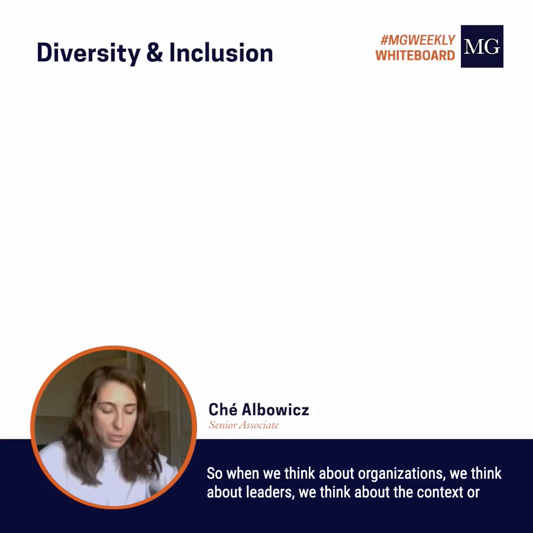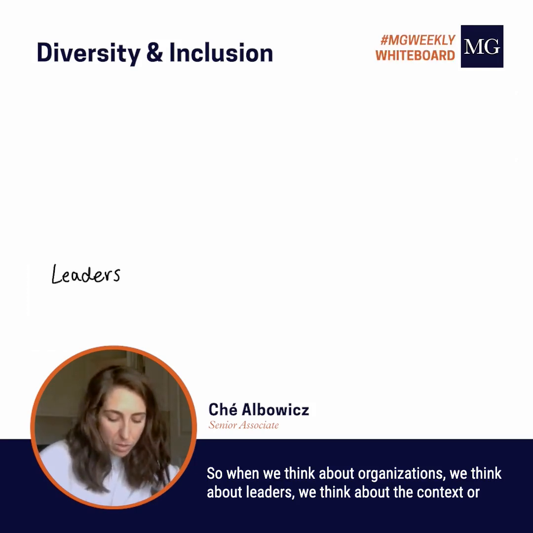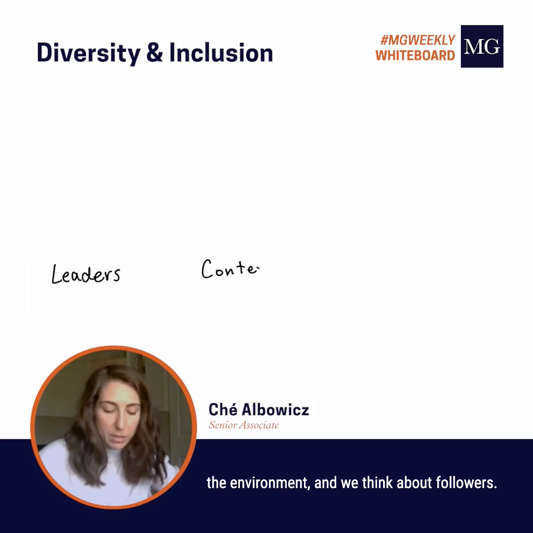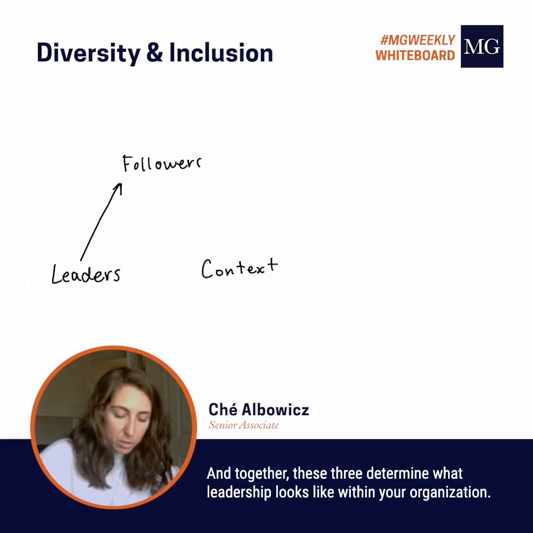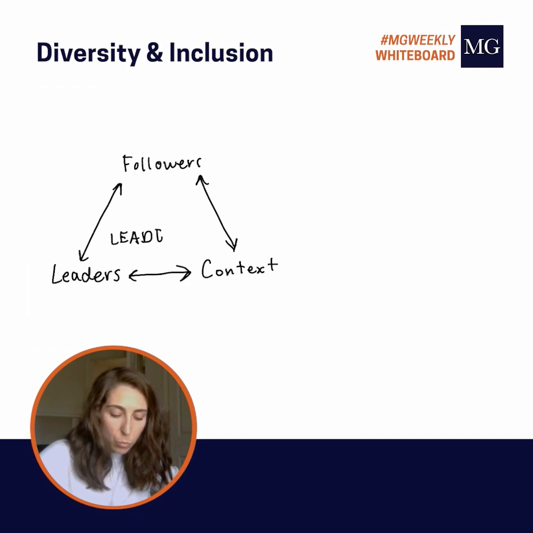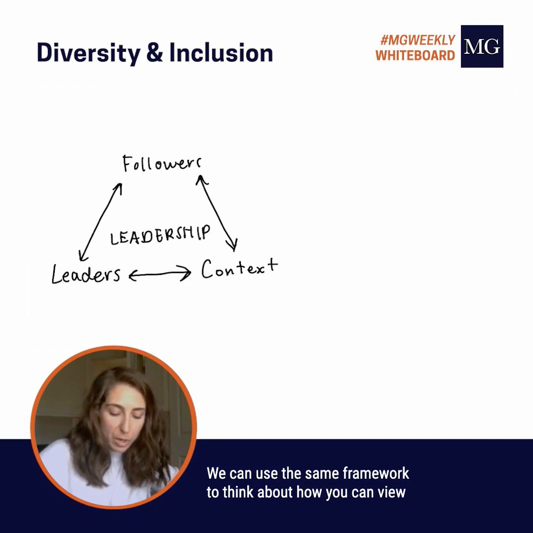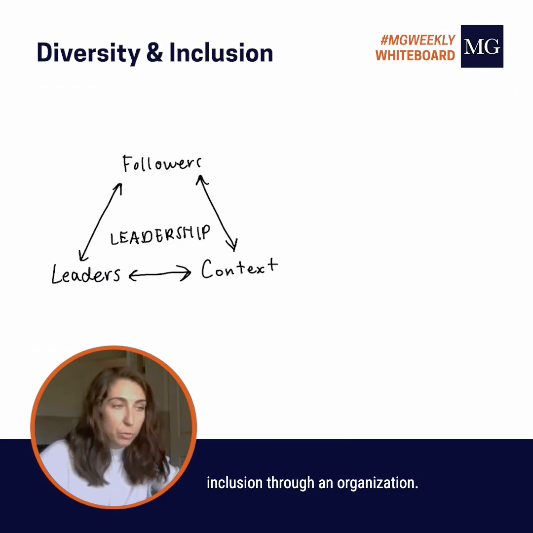So when we think about organizations, we think about leaders, we think about the context or the environment, and we think about followers. And together, these three determine what leadership looks like within your organization. We can use this same framework to think about how you can view inclusion through an organization.